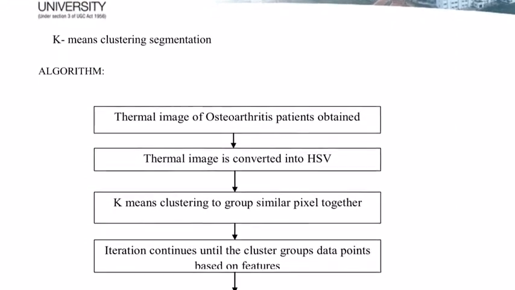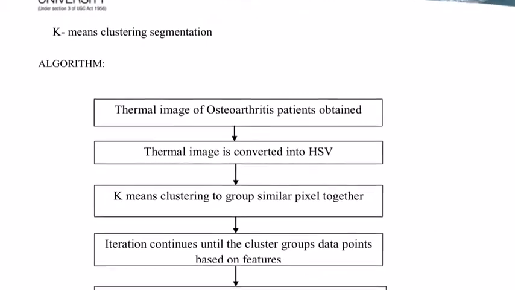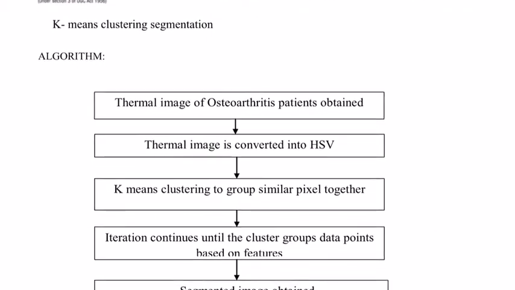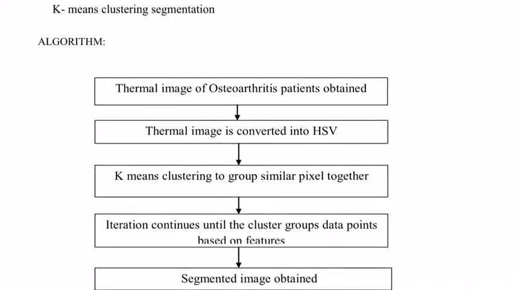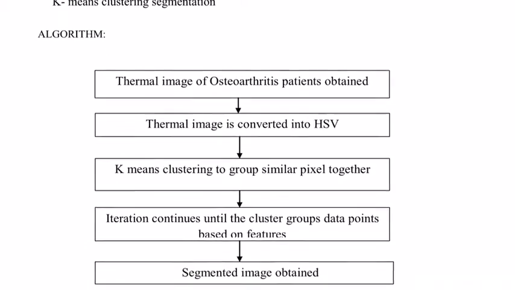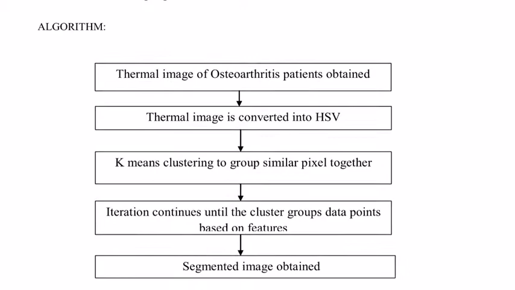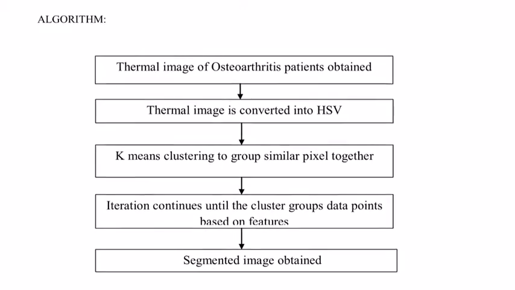Initially, the thermal image of the osteoarthritic patient is obtained and it is converted into HSV. The K-means clustering groups similar pixels together, and the iteration will continue until the cluster groups data points based on features. Finally, the output will be obtained.